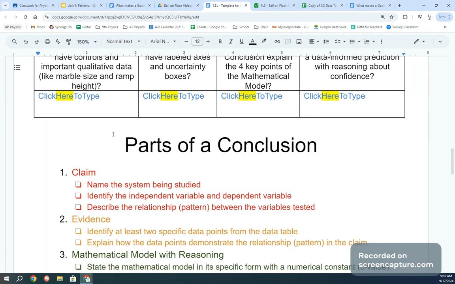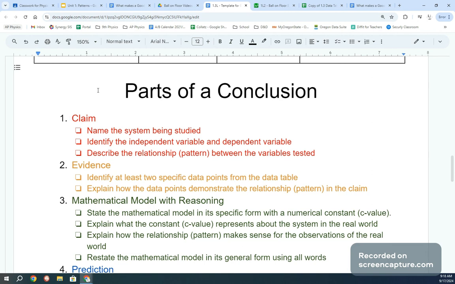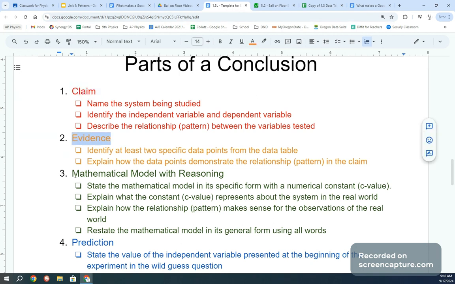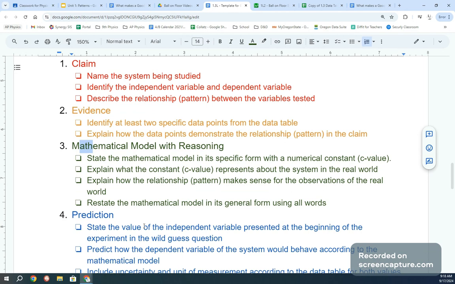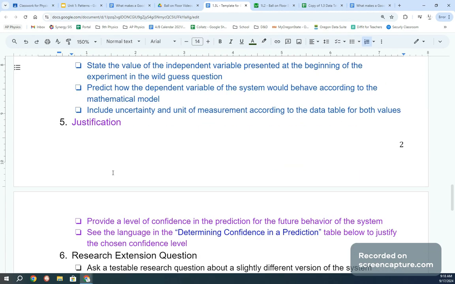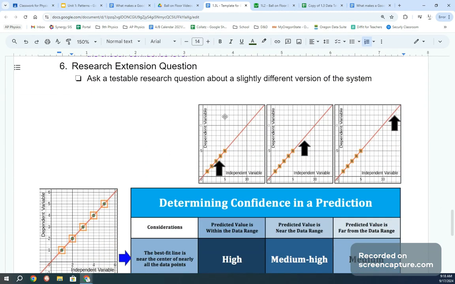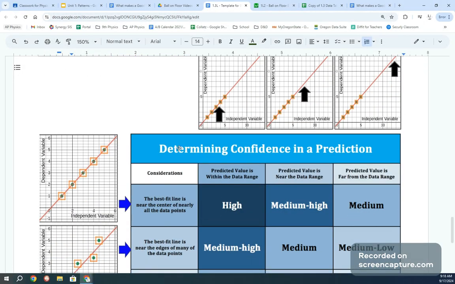So parts of the conclusion: at the end of this lab write-up, it shows us all these different things so we can double check. This will be on other labs too, so that when you have to write your own full conclusion, you'll have these to make sure, did I do all the parts that I need? Scrolling past that part, we get into the confidence matrix, determining confidence in a prediction.